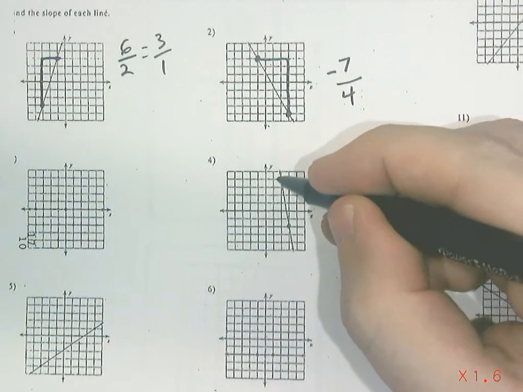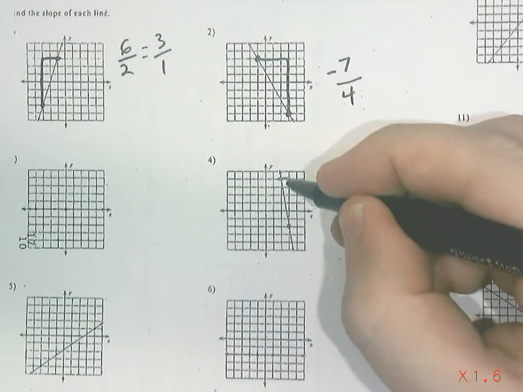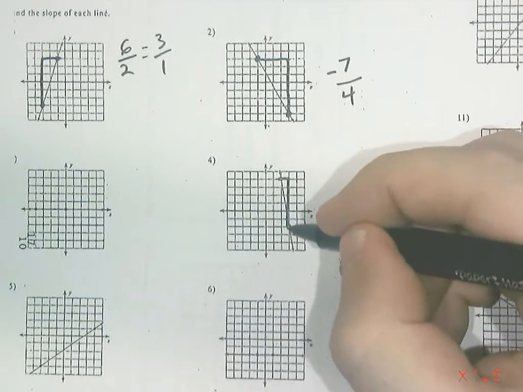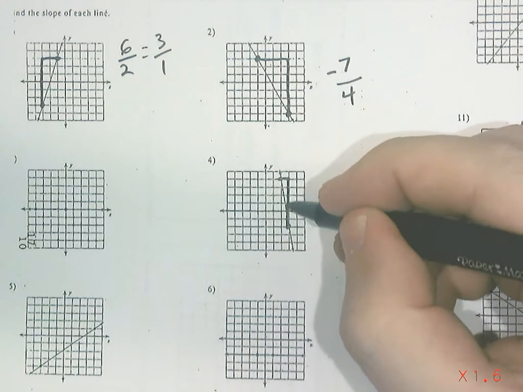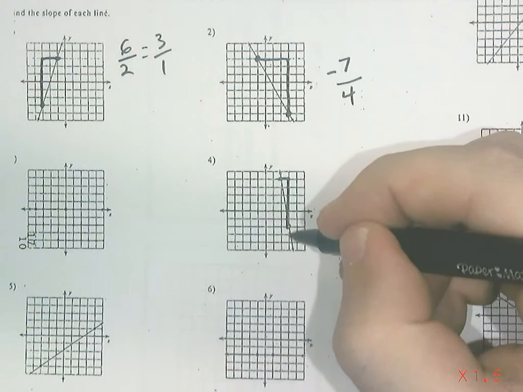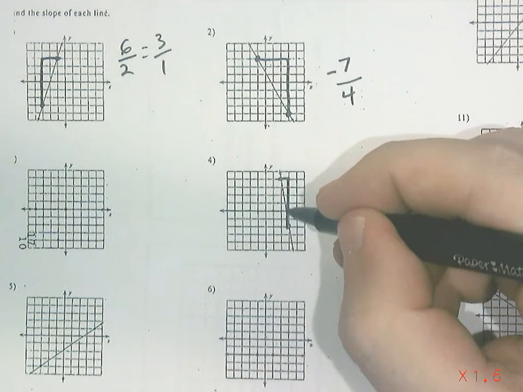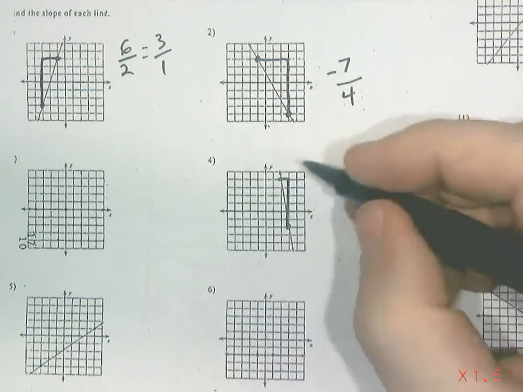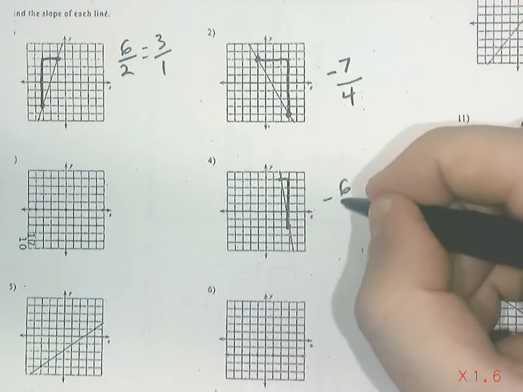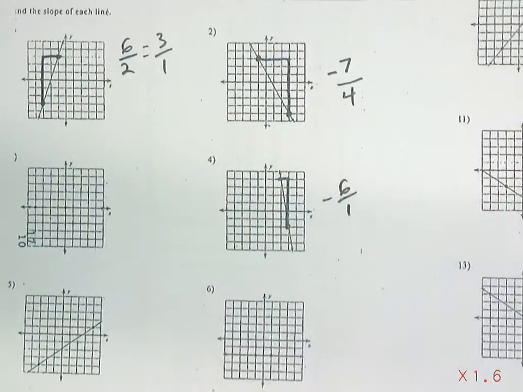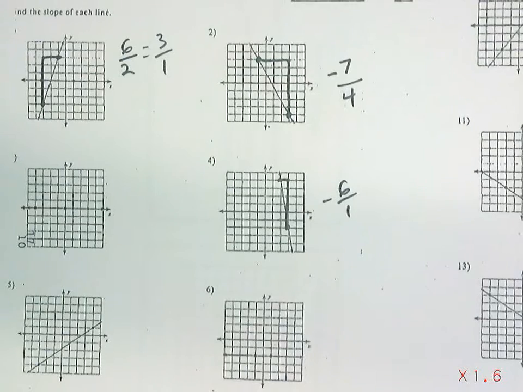And then again, I got those 2 points. I'm just going to build the stair, and it's going over 1 and then down 1, 2, 3, 4, 5, 6. So down 6 over 1, that'd be a negative 6 over 1, or just negative 6. Okay? But we do have some special slopes as well.